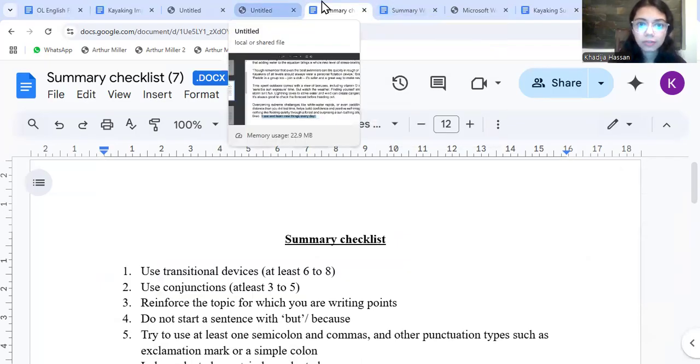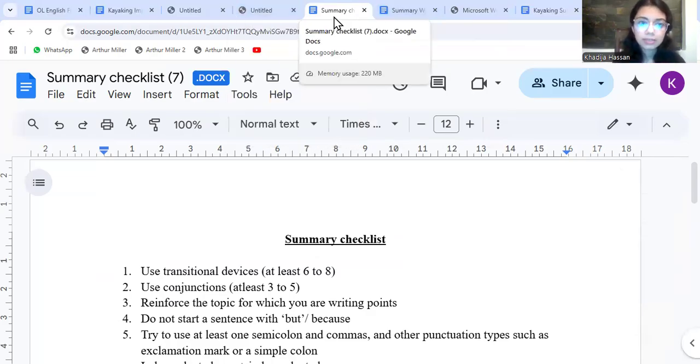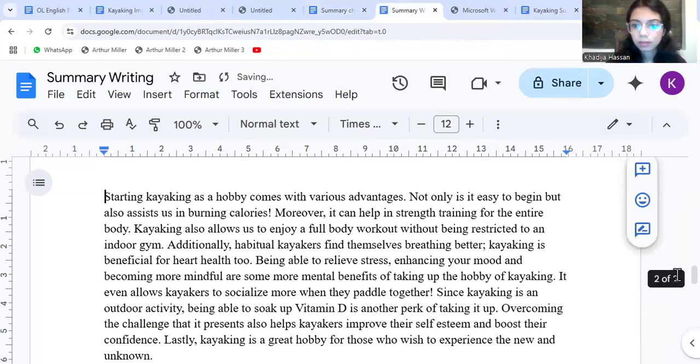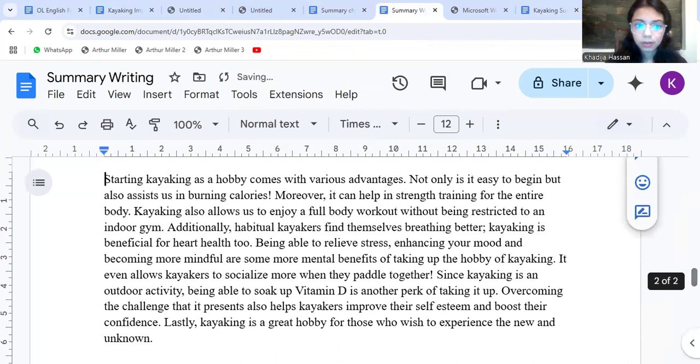Okay, now having read the summary checklist, let's go and see the summary itself and see how I have integrated all of these pointers within the summary. All right, so starting kayaking as a hobby comes with various advantages. So that is our topic sentence.